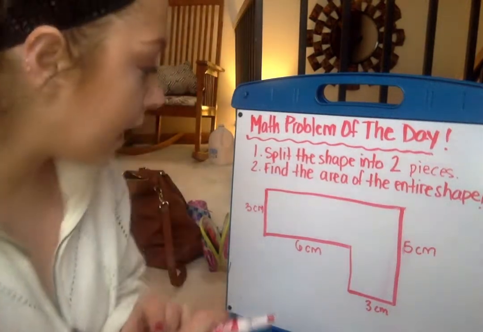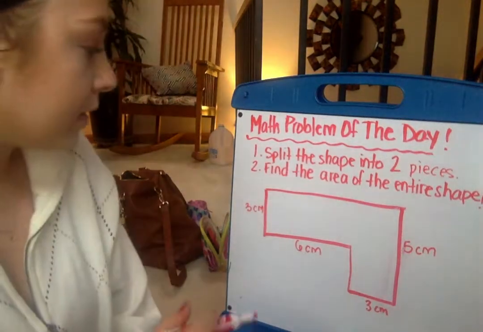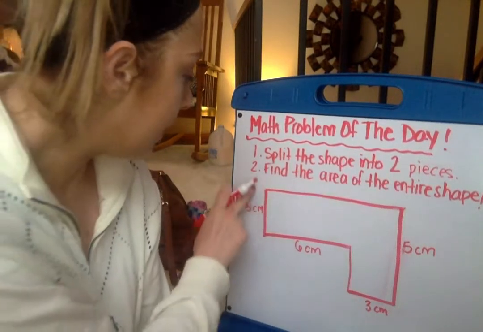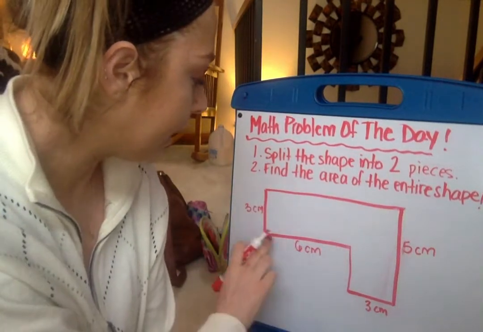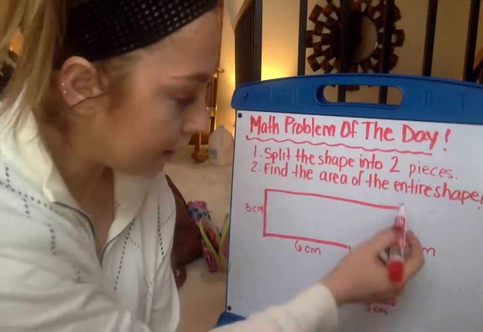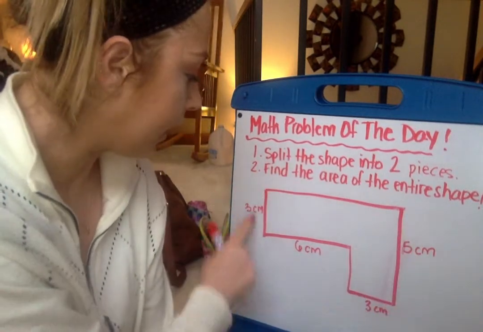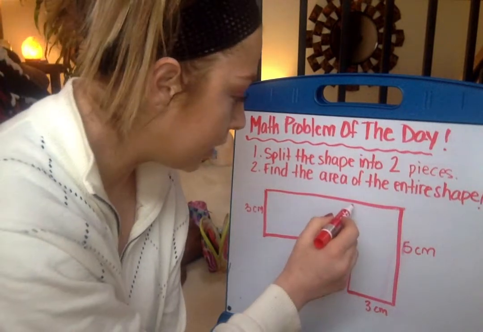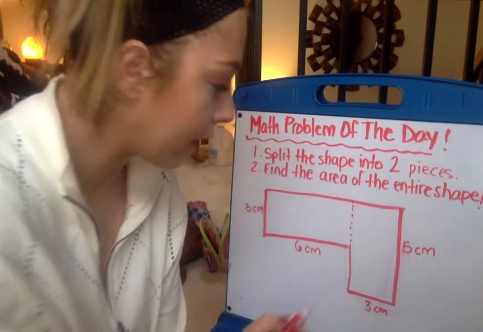So today, in order to divide it into two rectangles, I'm going to look and see where I have my length and my width labeled. I see that I have my width labeled here and a length right here. I see that I have a length right here and a width right here. So what I'm going to do is I'm going to divide the shape right here.